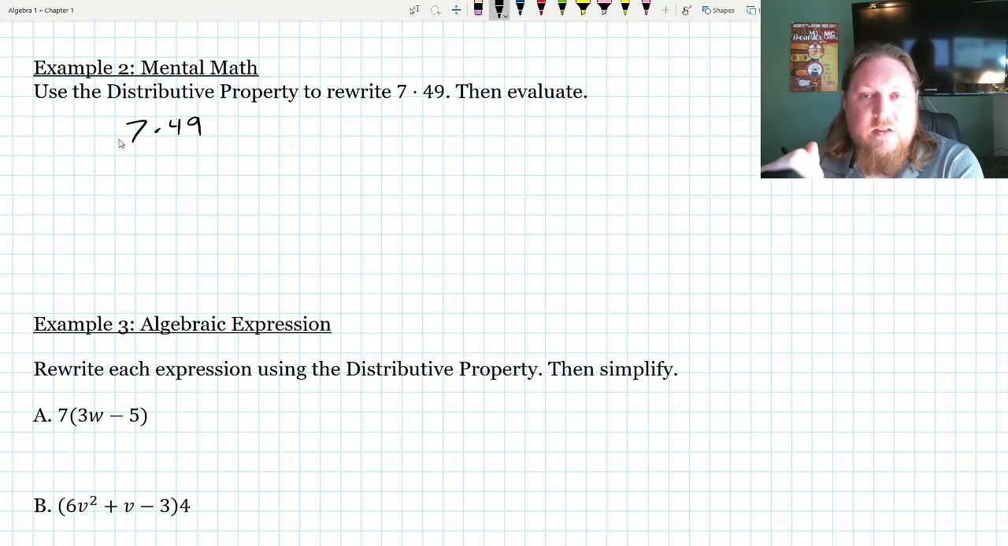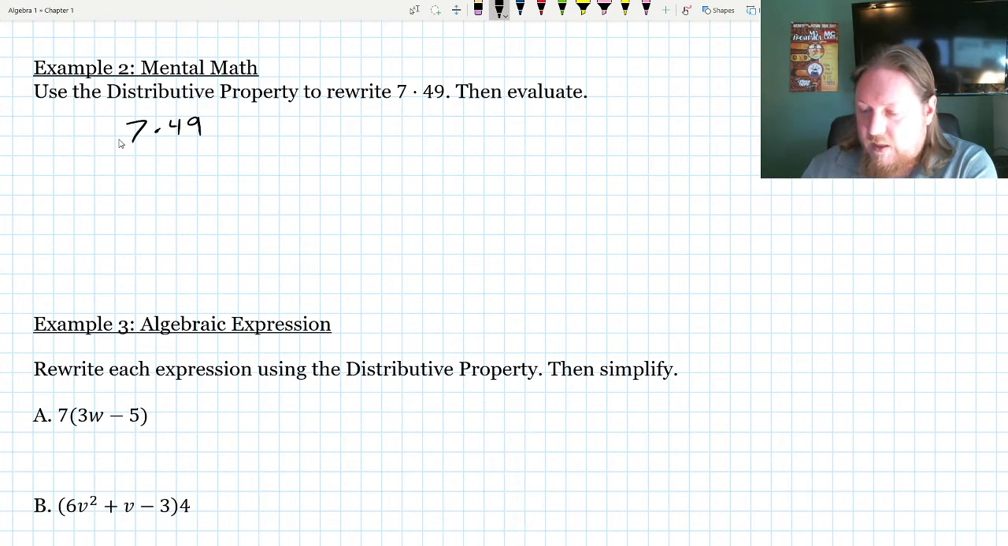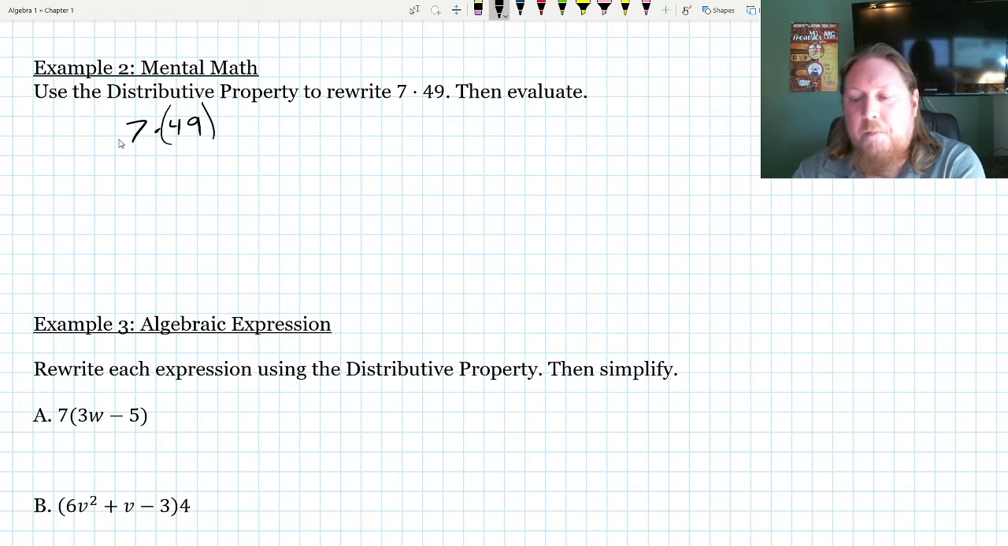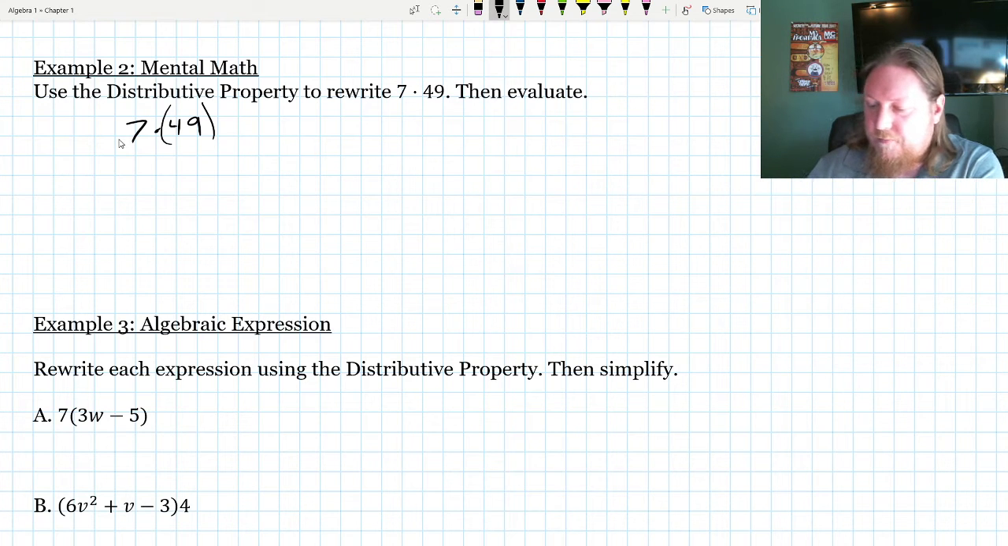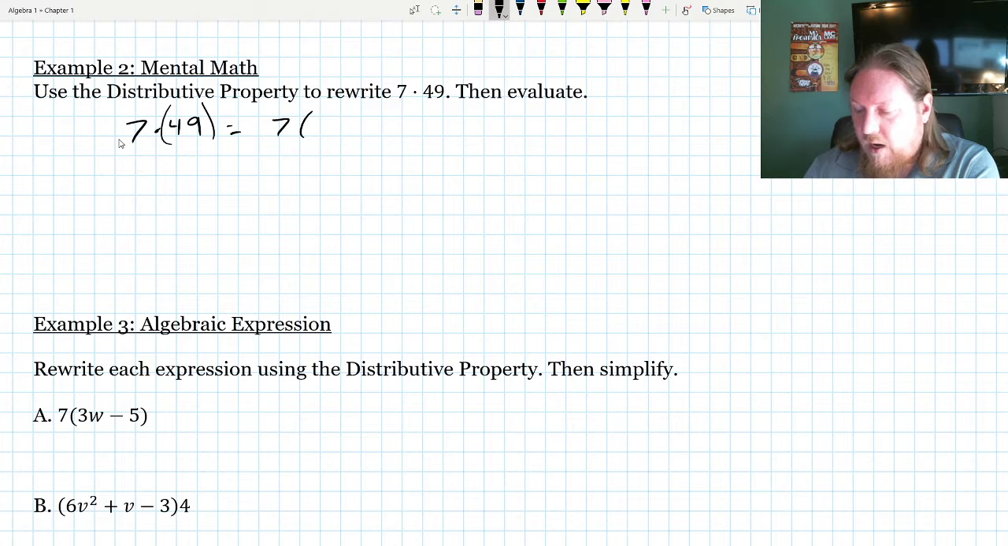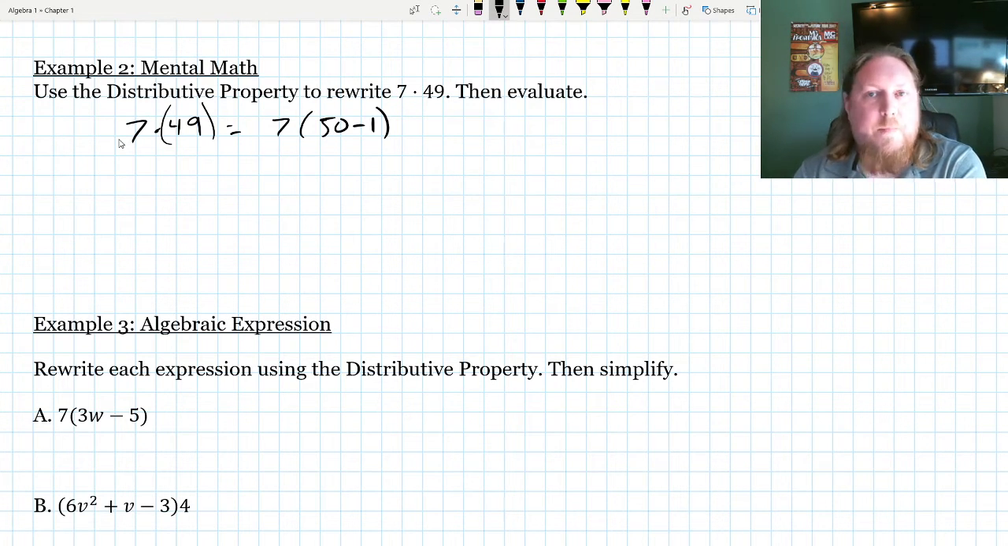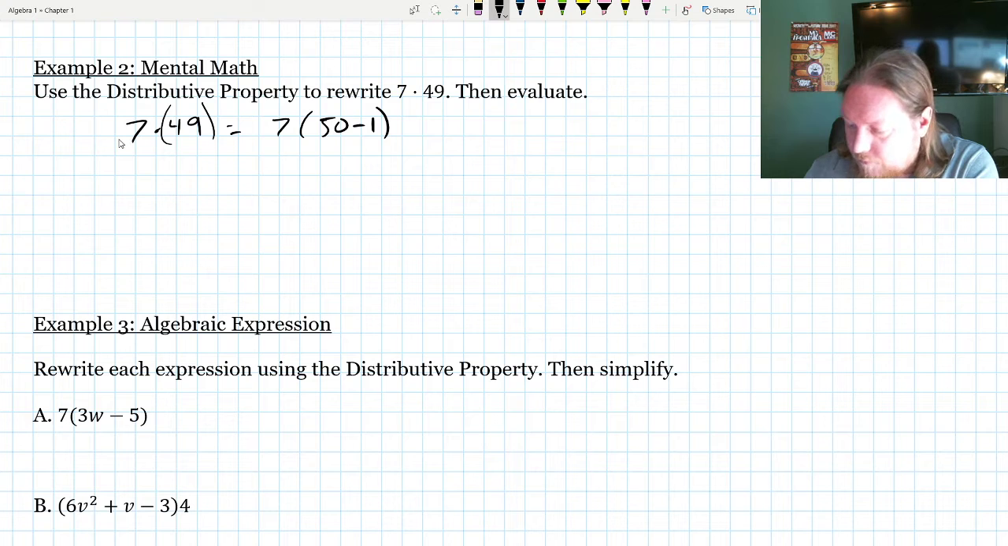You can do 40 plus 9 or 50 minus 1. The idea is you just have to take usually the bigger of the two, and split it apart into more manageable pieces. I'm going to do the subtraction version of it. So 49 is the same as 50 minus 1. Now, the reason why I chose this one over doing the 40 plus 9 is because I like multiplying by 1. It's really easy. It's the multiplicative identity. The number just stays the same.